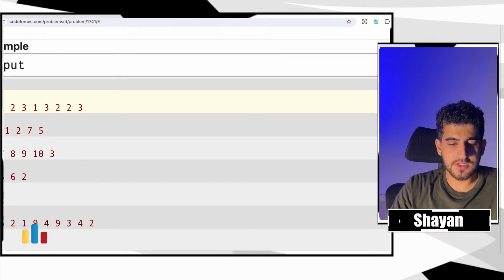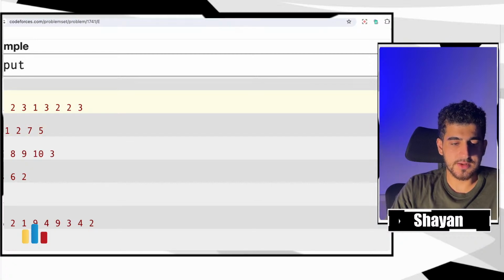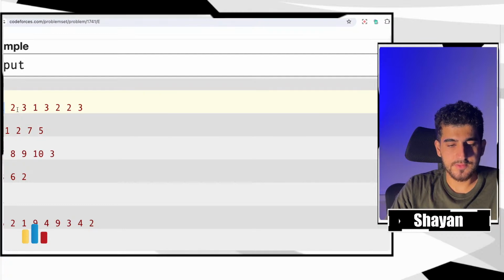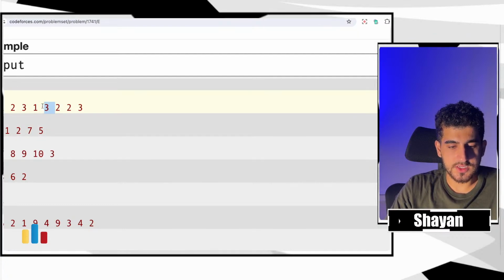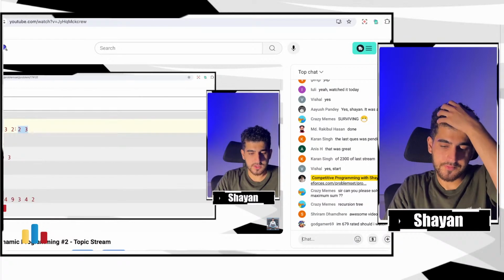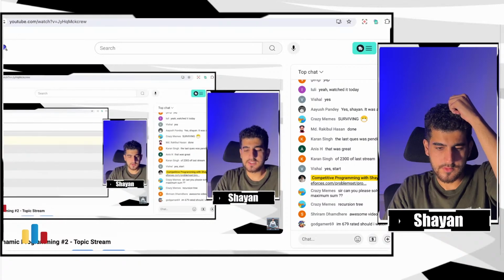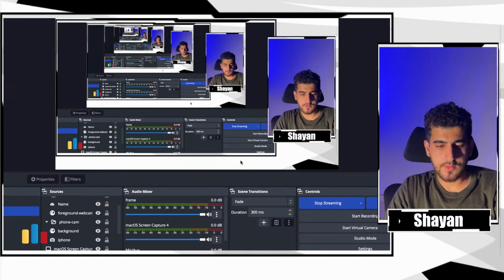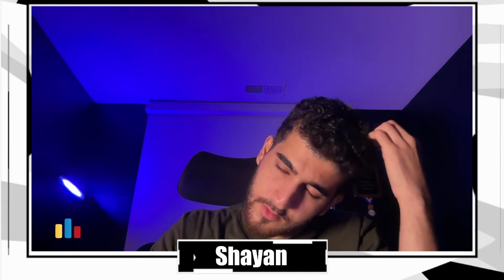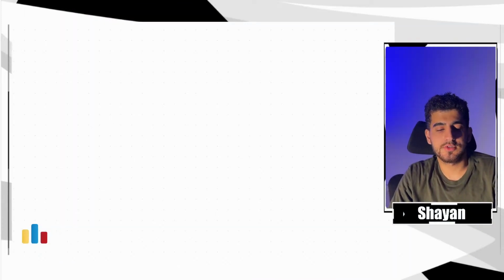For example, the first one is valid because it's exactly like the example that we saw before. This is the first segment, its size is written here. This is the second one, its size is written here. And this is the third one, and its size is written here. Is the statement clear? Okay, awesome. So let's now discuss the solution of it.